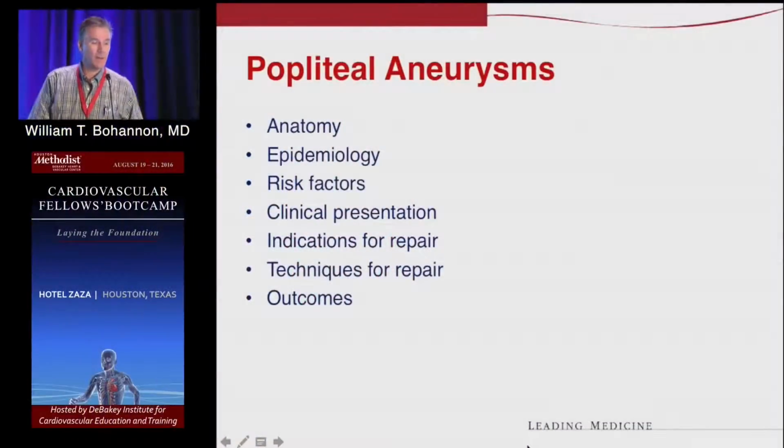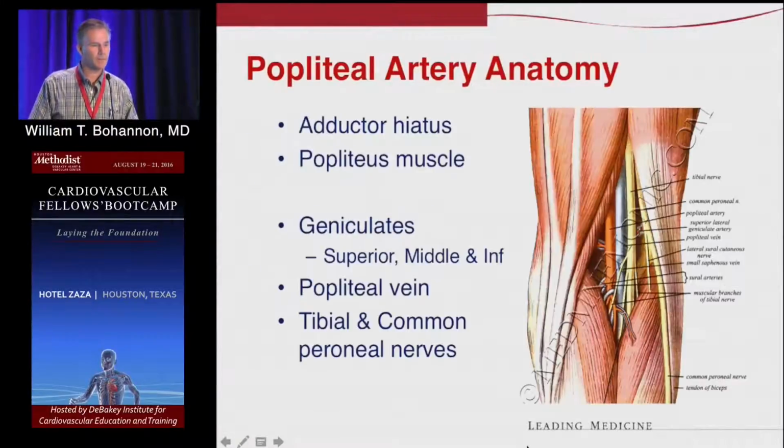The majority of them, and the talk will be about popliteal aneurysms, as these are the primary component of peripheral aneurysms. This is just a little review of our anatomy in the popliteal artery, the popliteal region in the popliteal fossa. There's a lot of important structures that you'll encounter, particularly in a surgical approach.